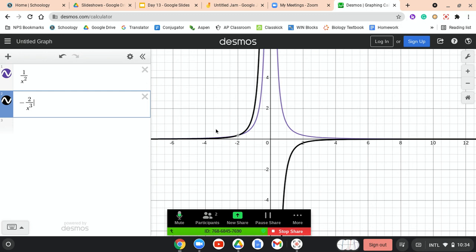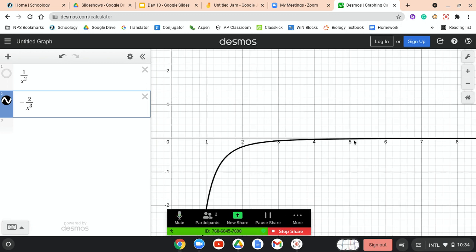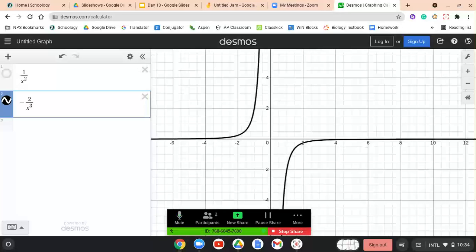So the derivative is never equal to 0. I'll get rid of the first function so you can just see the derivative function. The derivative function is never equal to 0. It gets closer to it, but it never actually equals 0. But it is undefined at x equals 0. So a critical point of the original function will be at x equals 0.